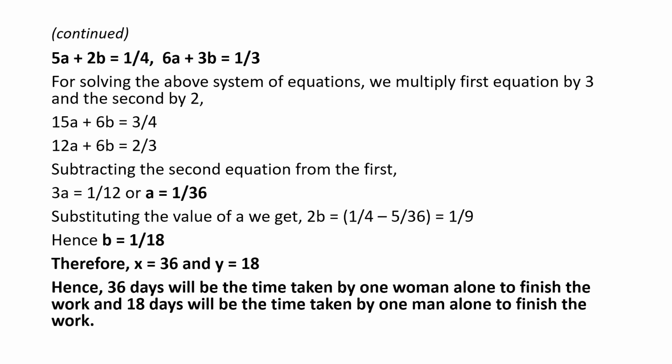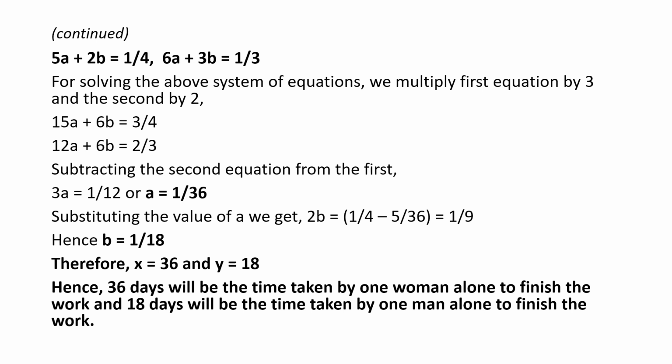Now we will solve this pair of linear equations. We will solve by the elimination method. So we can make any one of the coefficients equal, means the coefficient of any one of the variables equal. Here we can multiply the first equation by 3 and the second equation by 2 so that the coefficient of b will become equal. So now we have 15a plus 6b is equal to 3 upon 4, 12a plus 6b is equal to 2 upon 3. Just subtract the second equation from the first. So we get 3a is 1 upon 12 or a is equal to 1 upon 36.